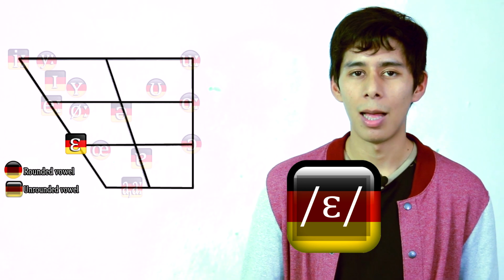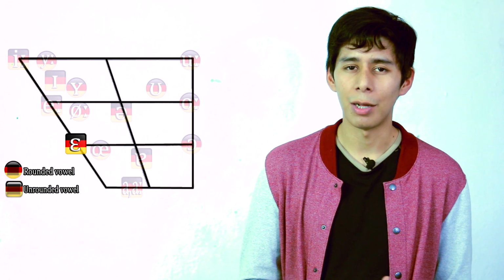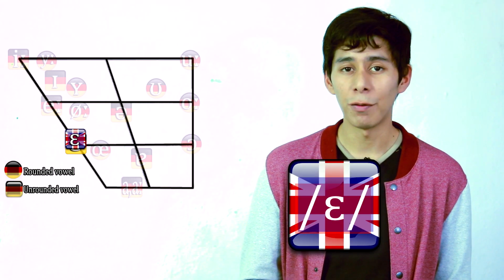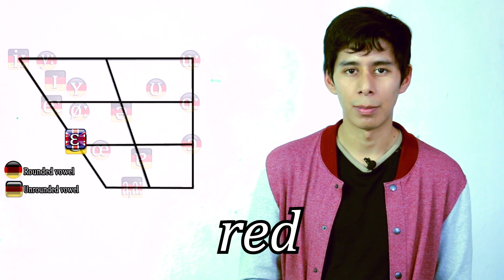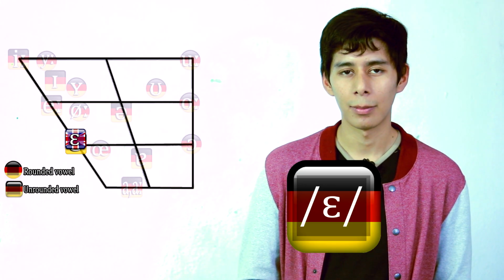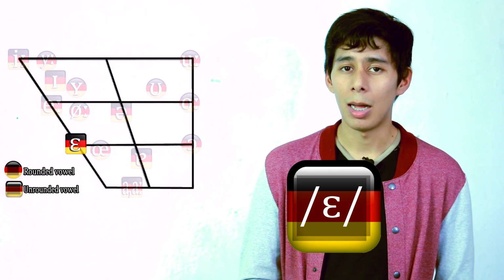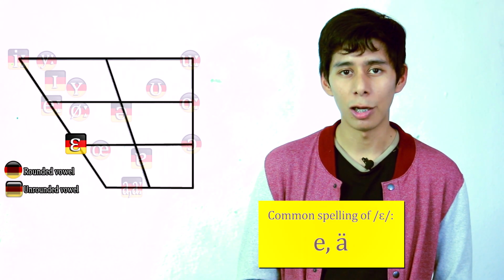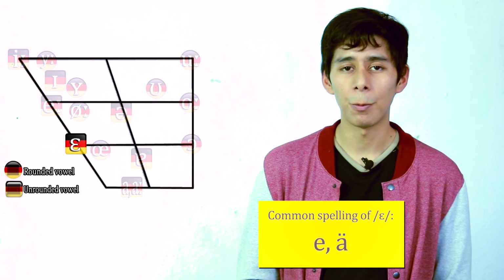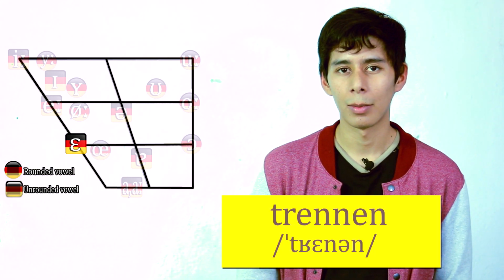The next vowel is E. As we can hear, this is a short vowel in German, and this sound is practically the same E that we find in the English word red. As a short vowel, this sound normally appears in closed syllables, in both stressed and unstressed syllables. We find it represented by the letter E and by the letter A umlaut. For instance, in the word Tränen.